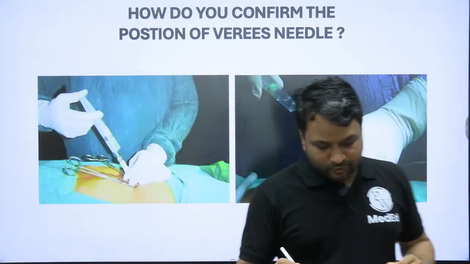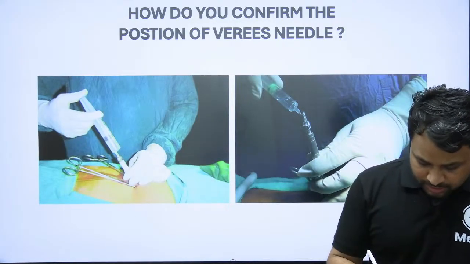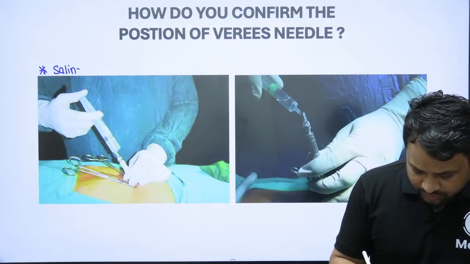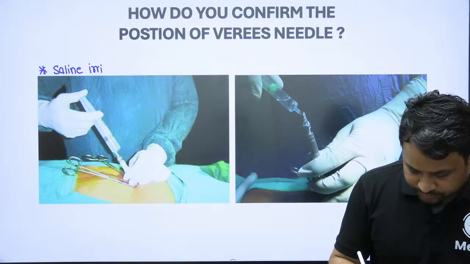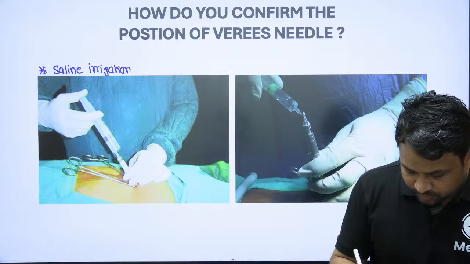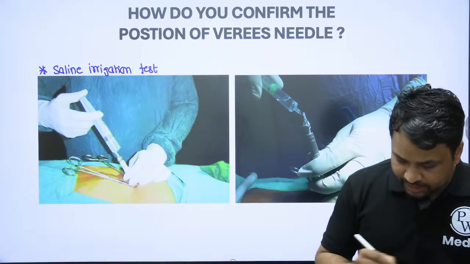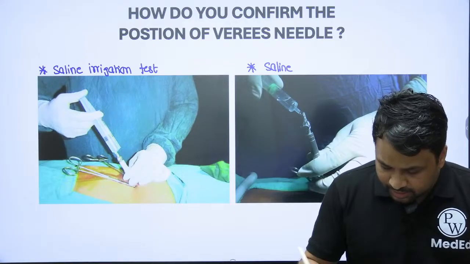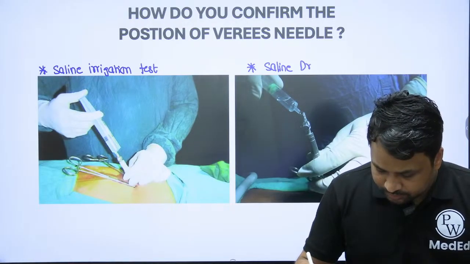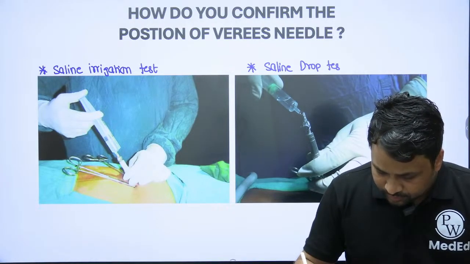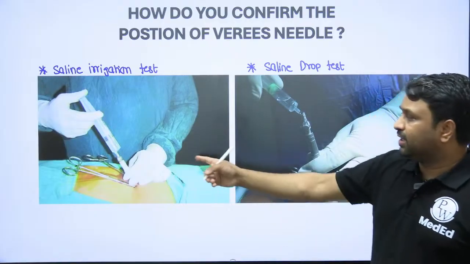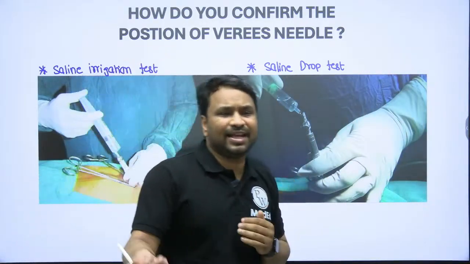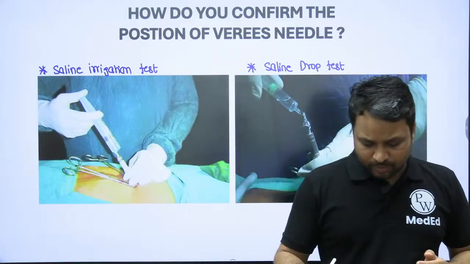In order to confirm, I can perform two tests. Number one is what we call the saline irrigation test. Number two is what we call the saline drop test. So the first test that you do is the saline irrigation test. The second one is called the saline drop test. What is the saline irrigation test? What is the saline drop test?